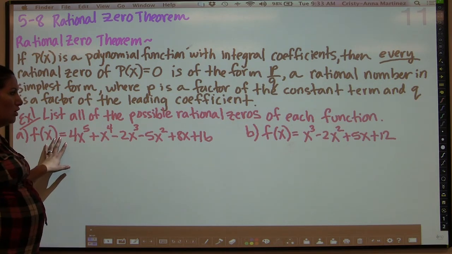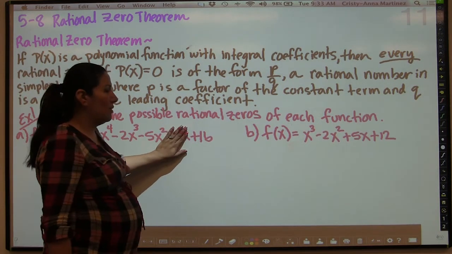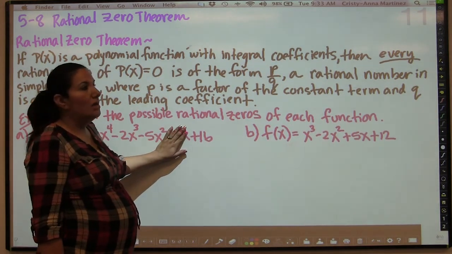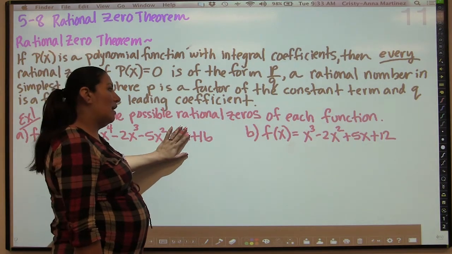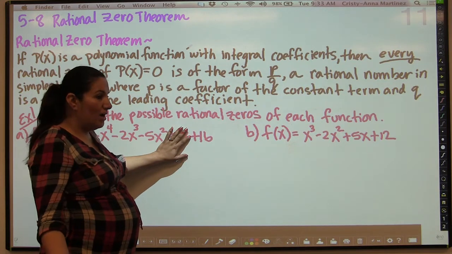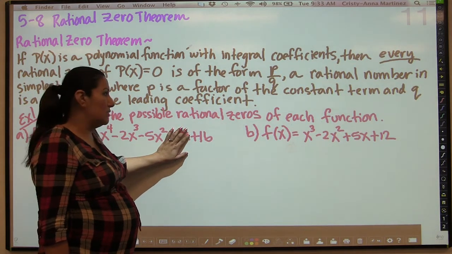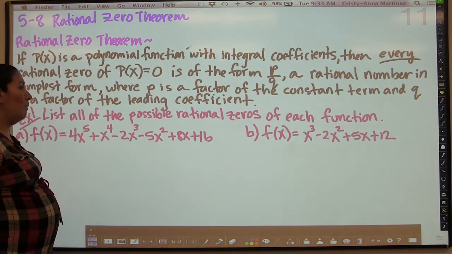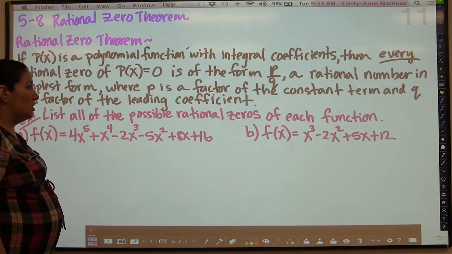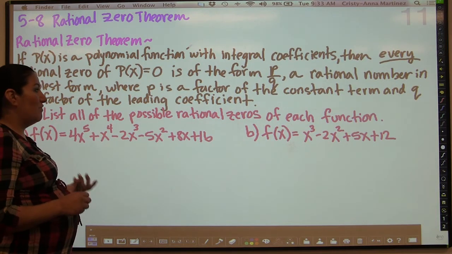First of all, it's important that you know that we are looking for rational zeros. This theorem is not going to help us find complex zeros or irrational zeros. So if the zero is the square root of 5 or 2i, it is not going to help us find those zeros. It's only going to help you find rational zeros, zeros that are integers or fractions.